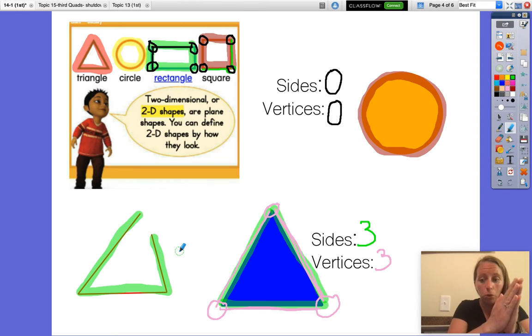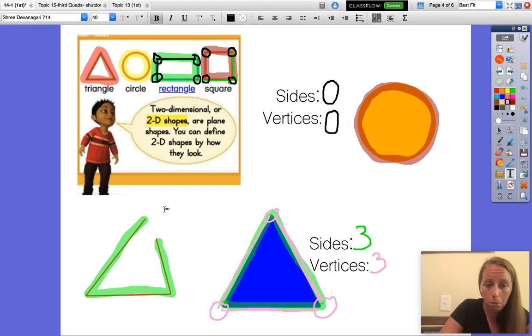Where they aren't touching, that means that they're open, right? It's kind of like a door that's open and closed. When it's open, it's not a real shape. So we can't give it a name because it's open. So that shape is called closed. That shape is called open. The rest are called closed.